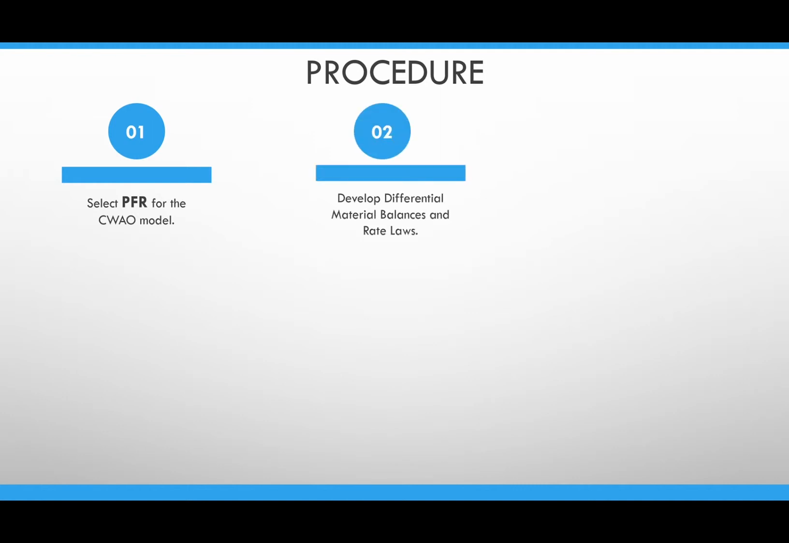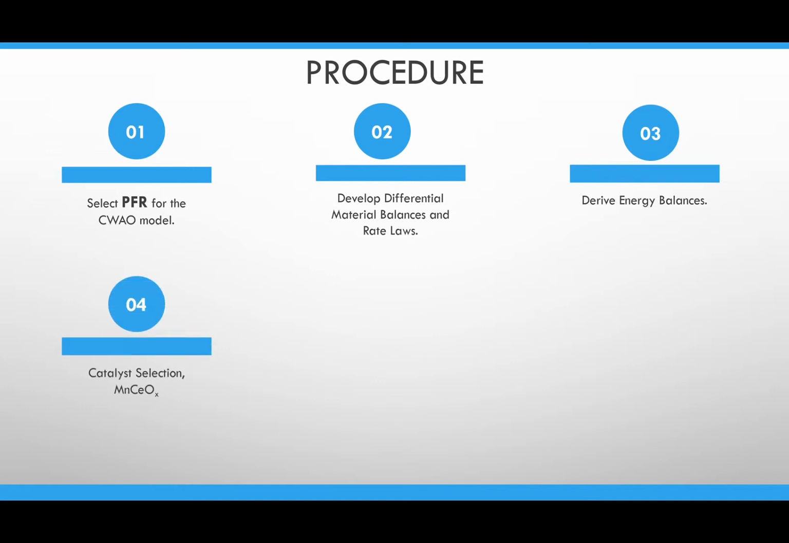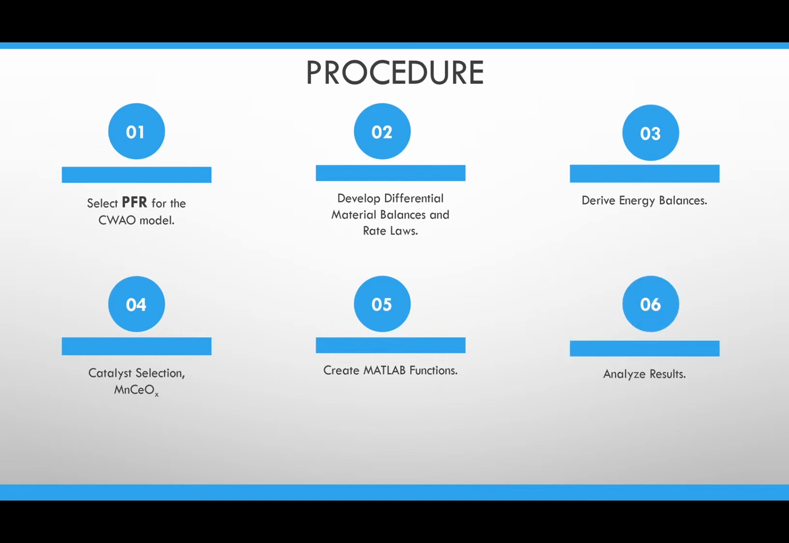This is the methodology used for the design of the reactor. The first step was to select a plug flow reactor for the catalytic wet air oxidation model. The second step was to develop differential material balances and the rate laws. The third step was to derive the energy balances. The fourth step was to select a catalyst. For this project, we selected manganese cerium oxide. The fifth step was to create the MATLAB functions. And the last step was to analyze the results.